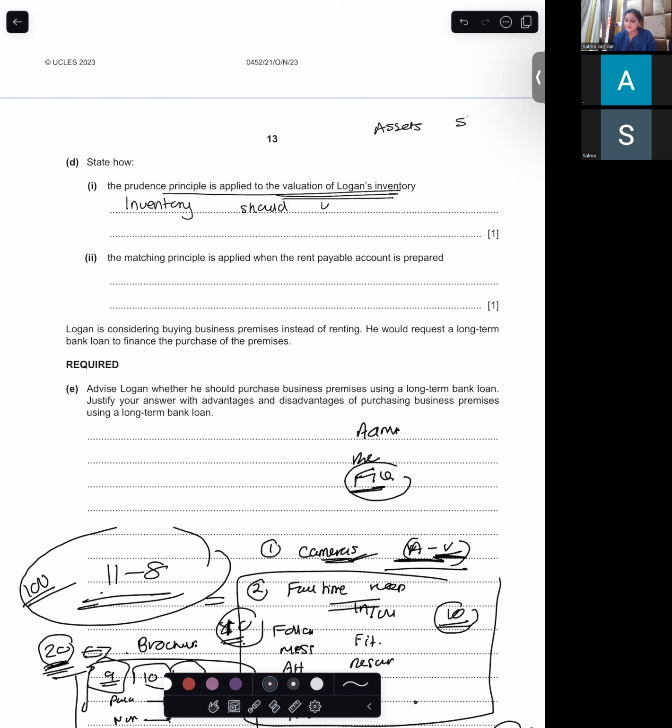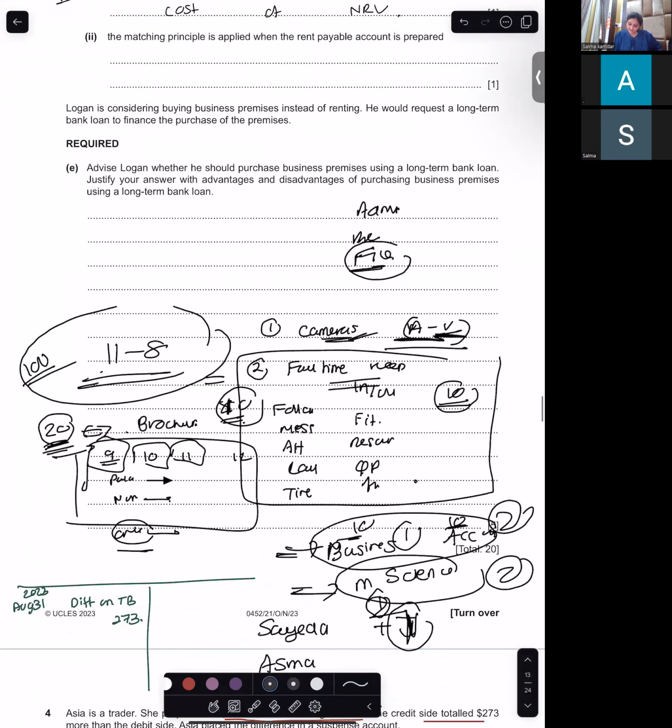Very good. If it tells you that assets should not be overstated, it means what? It should be written at the lower of cost or net realizable value. This is the inventory valuation principle. As per prudence, inventory is valued so that it is not overstated. That means it has to be valued at the lower price, lower of cost or NRV. Okay, go to the next one.